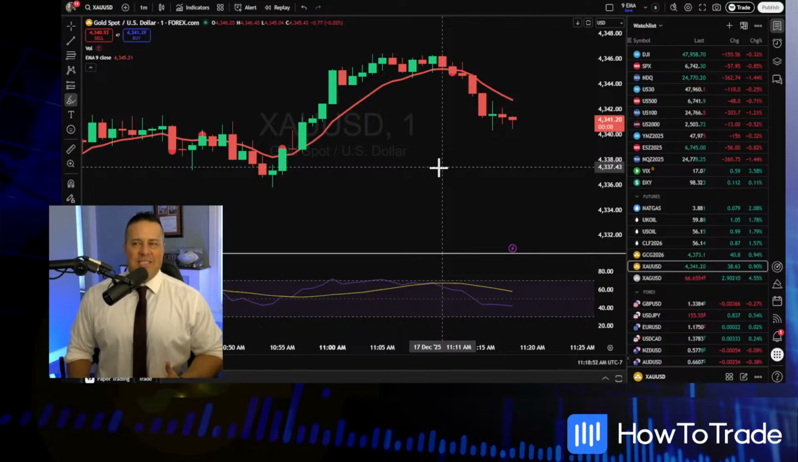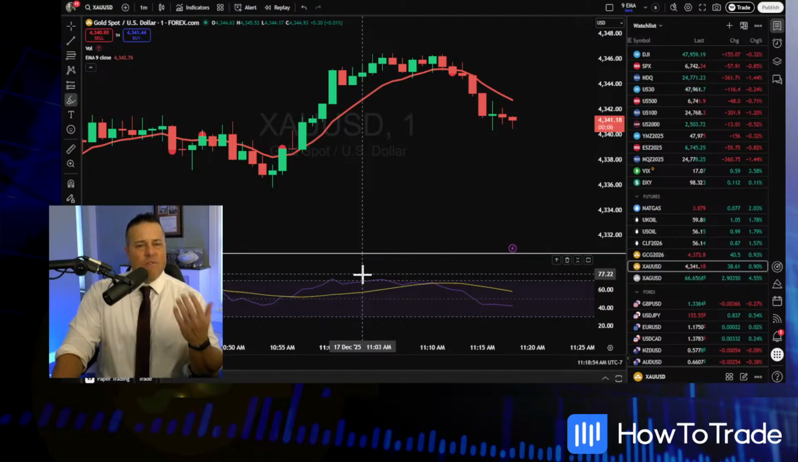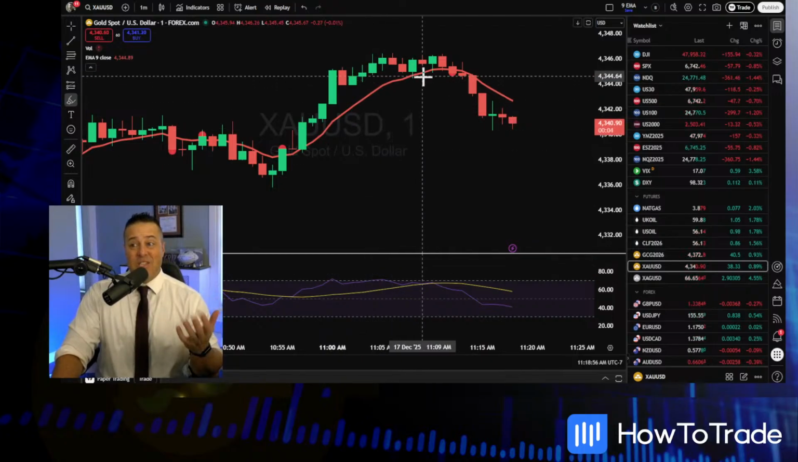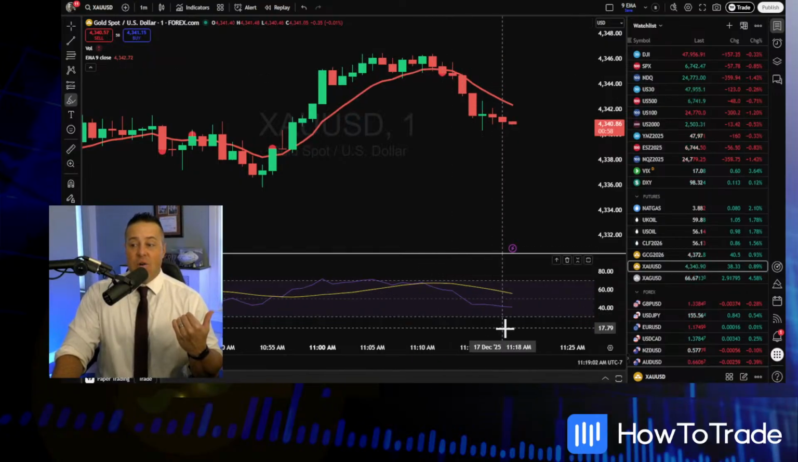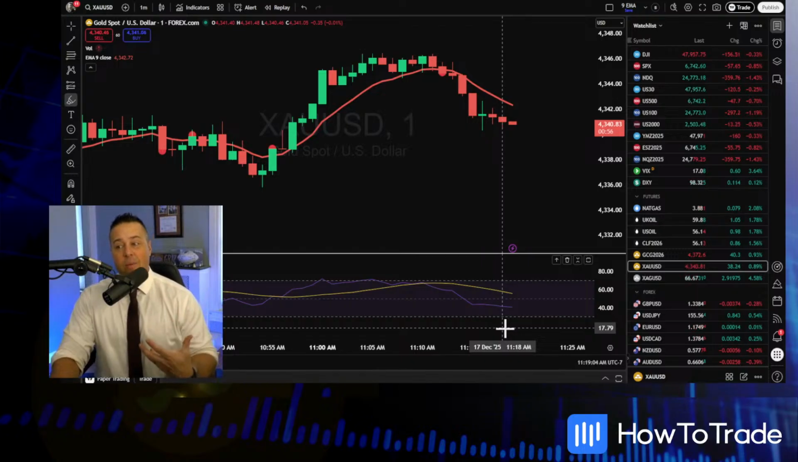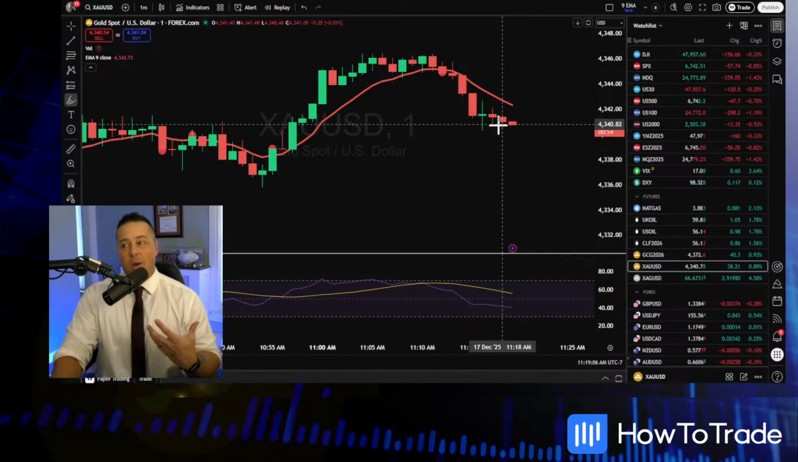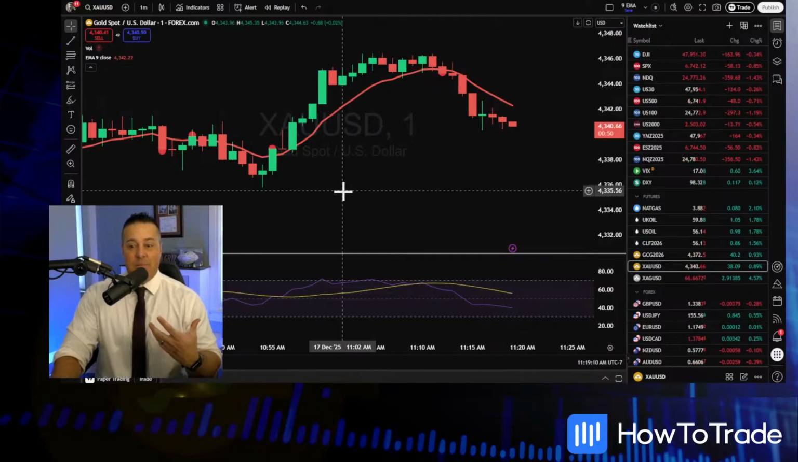But essentially, it's as simple as this: when the market gets into overbought territory, I'm looking for a sell signal out of my 9 EMA, which is essentially just a close beneath the 9 EMA. When we get into oversold territory, I want to buy the market. What does that mean? It means I want price to cross over the 9 EMA, and then I'm going to take my trade.